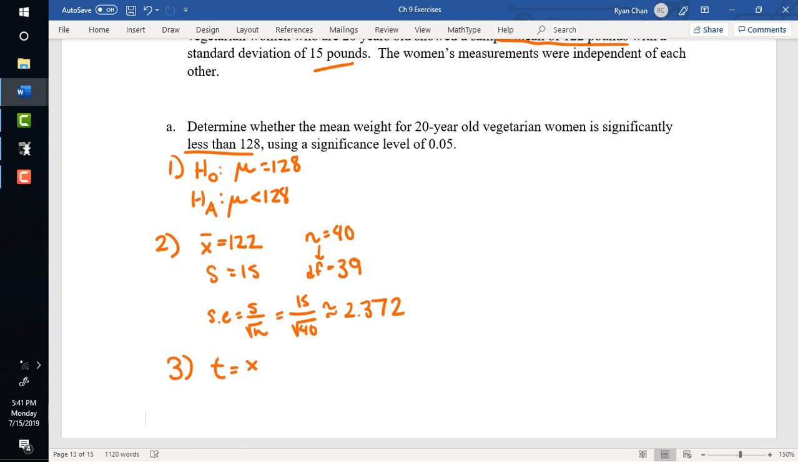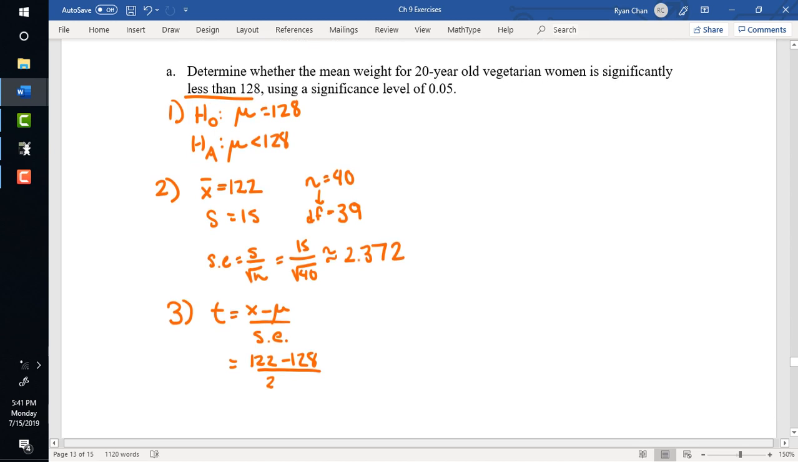So I'll do t equals x minus mu over SE, okay? So it looks like the following is going to be 122 minus 128 all over 2.372. Okay, so that's what I get if I calculated. Sorry, I'm also doing a calculator that's not on the laptop, so you just need to put that in to confirm it with yourself.